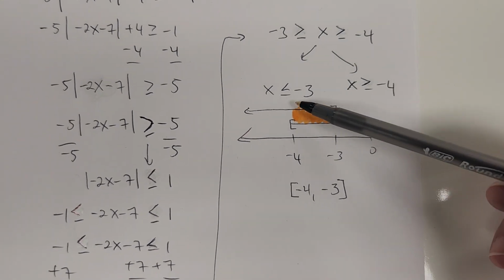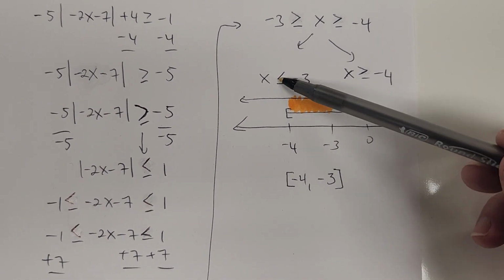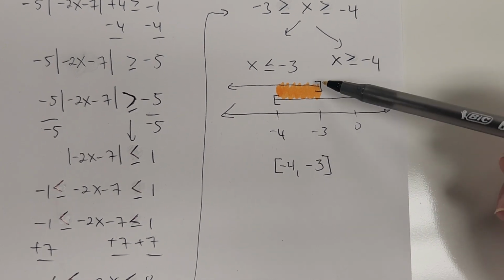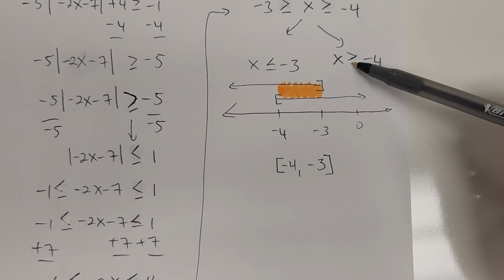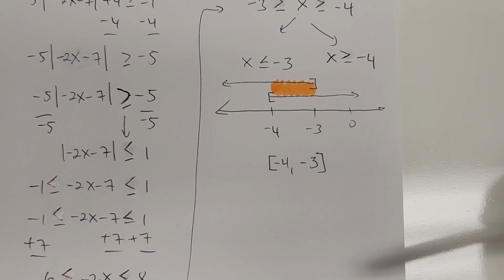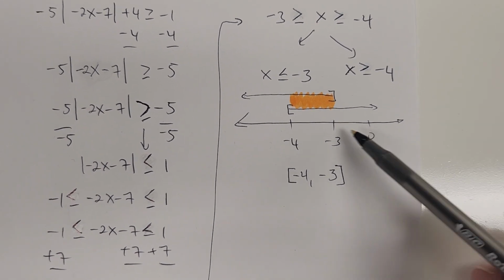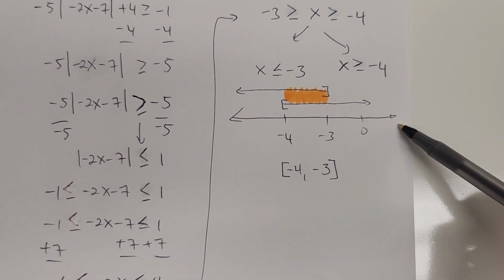Okay, now use these 2 answers to graph. This is -3, closed, going to the left side. This is -4, closed, going to the right. Always put a 0 in, so that it separates the left side and the right side. Left is for negative, right is positive.